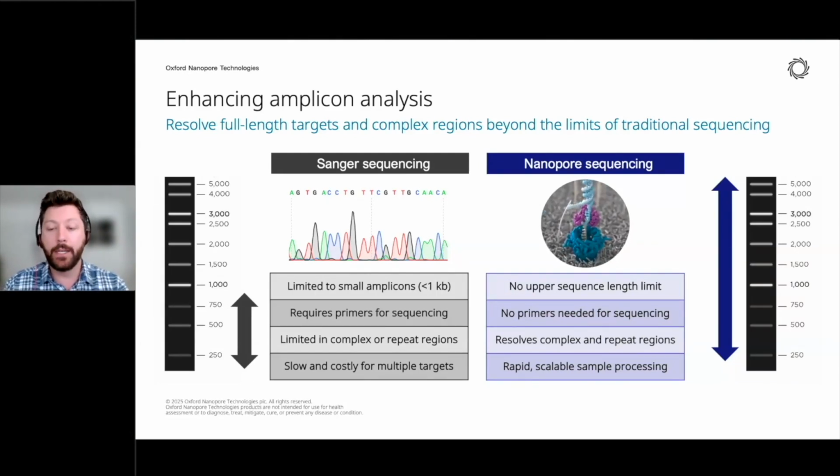Now, if we compare that with the advantages of an Oxford Nanopore-based approach, there's no upper limit on the amplicon length. So whether you're working with a gene target that's several hundred or even several thousand base pairs long, you can sequence that amplicon if you can generate that amplicon. You can resolve entire targets in a single read. So this again can include those complex regions. And then with barcoding based approaches, you can multiplex high numbers of amplicons in a single run, making it overall a faster, more scalable, and more cost-effective approach for amplicon screening.